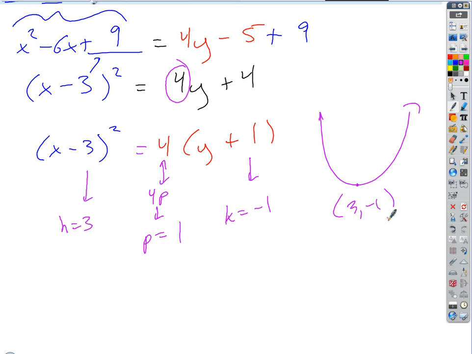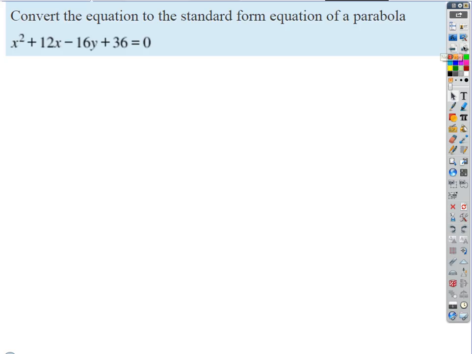If we really want to get technical, it tells us that the focus is only 1 away from the vertex. But rarely do we have to get that technical. Okay? All right, try one. Try that. Okay. So you complete the square to convert that into standard form.